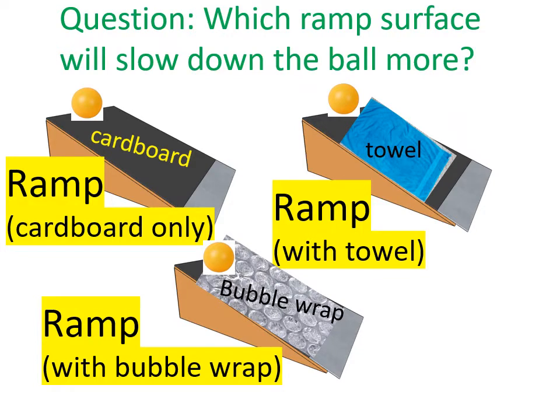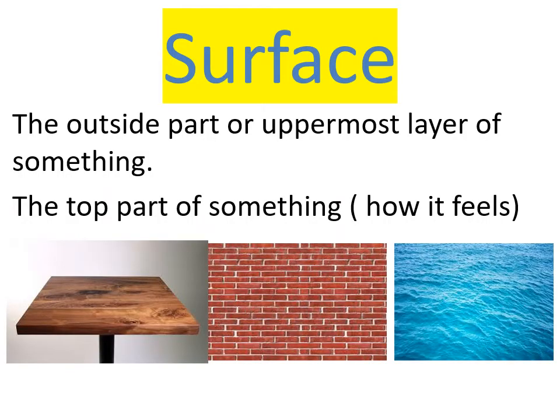Question: which ramp surface will slow down the ball more? Cardboard, towel, or bubble wrap? What is surface? Surface is the outside part or uppermost layer of something. It's the top part of something, how it feels. And that could be smooth, less friction, or rough, more friction.